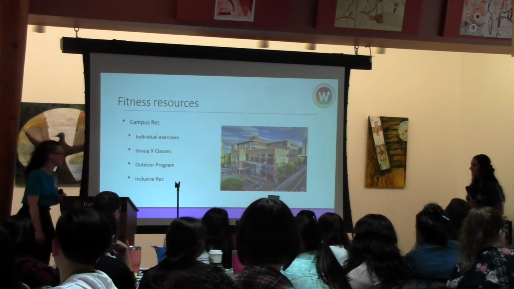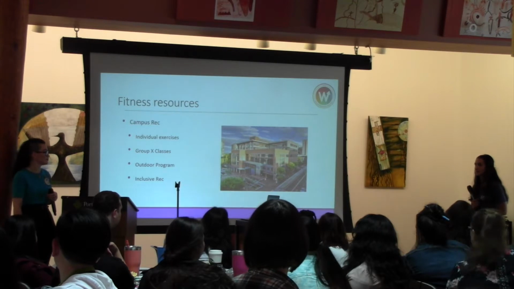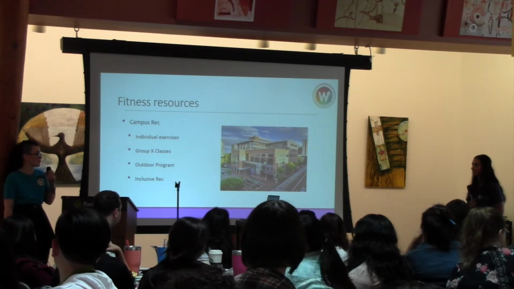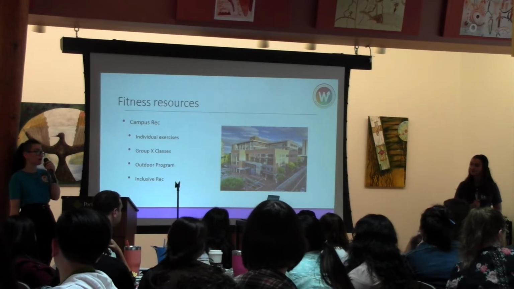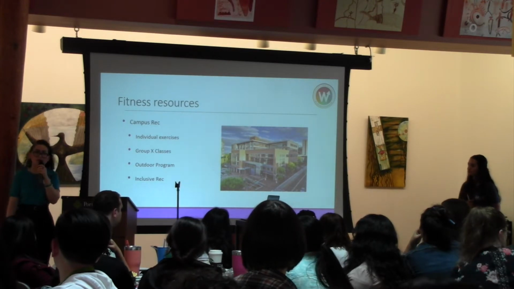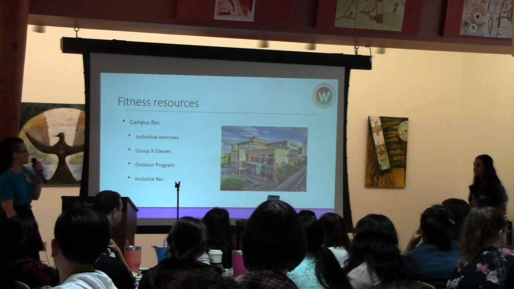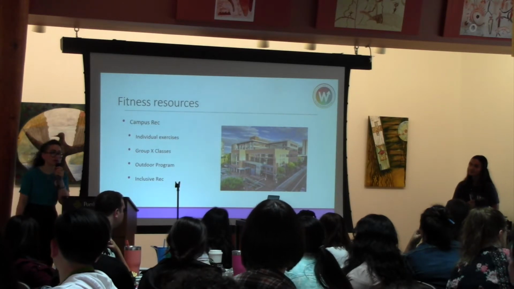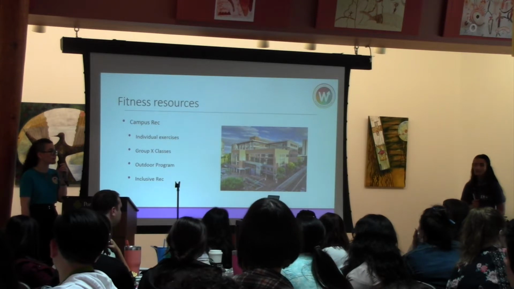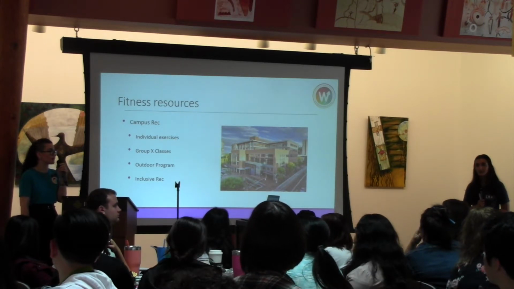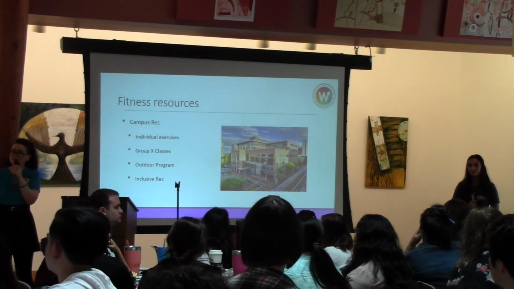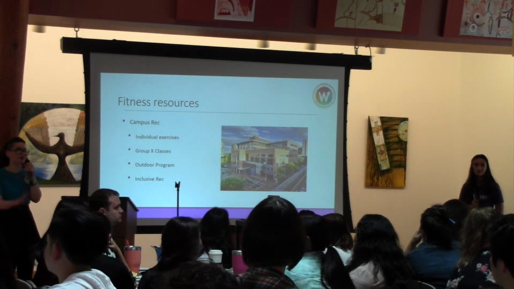And then inclusive rec, I know they have LGBTQ events and stuff like that. People of any ability are able to use campus rec, so they have accommodations for that too. Does every campus have some area to work out in, or do you all have outdoor areas that are designated? What do other schools have?